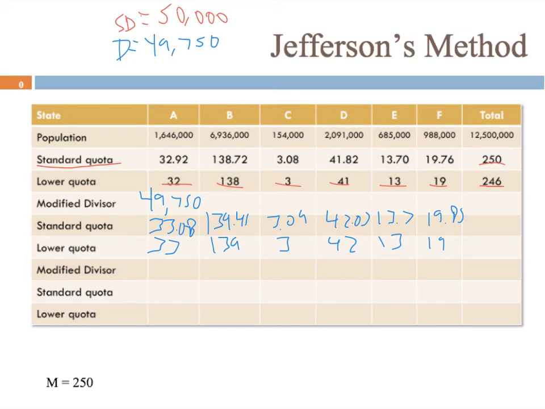Now we're going to add all these up: 33 plus 139 plus 3 plus 42 plus 13 plus 19 comes out to be, we're just short, 249. So we're short one seat. That's okay. We'll just try again, and this time I'm going to give you the one that does work.